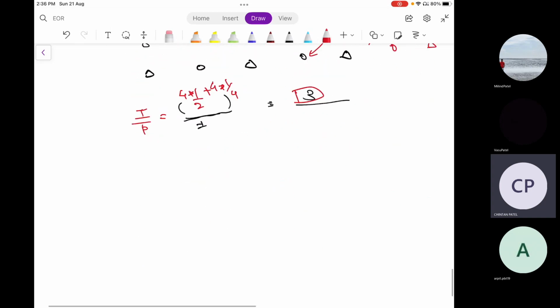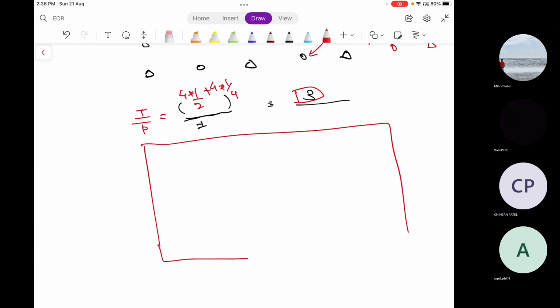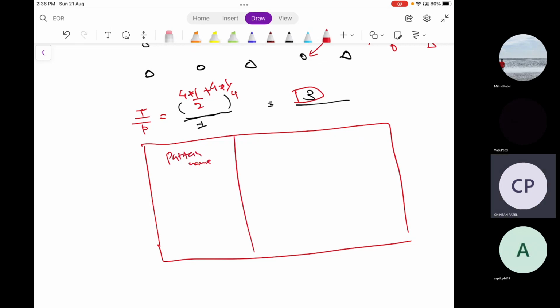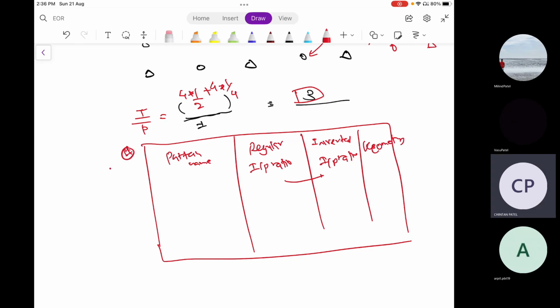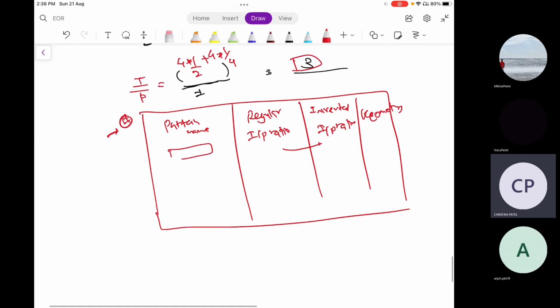So what you will do, you will prepare one table. Write the pattern name here. You have to write I versus P ratio for regular. Then for inverted, you have to write I versus P ratio. Definitely, this is just the inverse. You have to write the geometry for each, okay? And just remember, this is very important, one table you can prepare. You have to do it by yourself, and just remember these values as well. You also have to calculate D by A for each. This is very important. You will get the question from this.